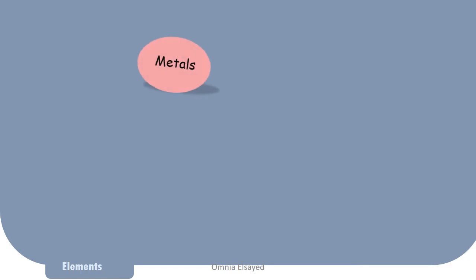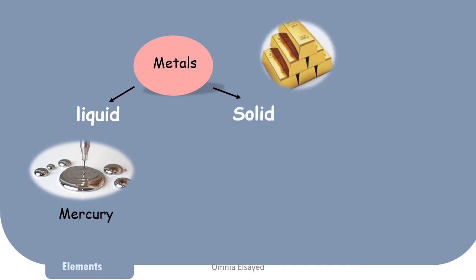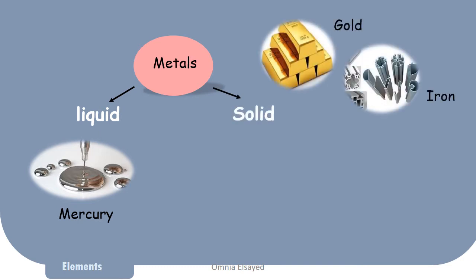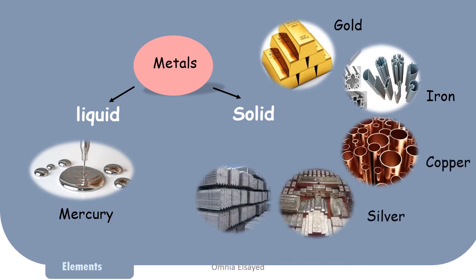Let's see the group of metals. Liquid, like mercury. Solid, like gold, iron, copper, silver, aluminium. So, metals are liquid and solid only.